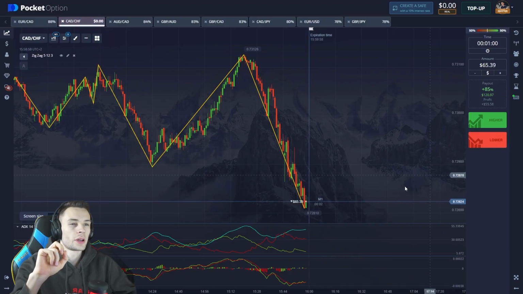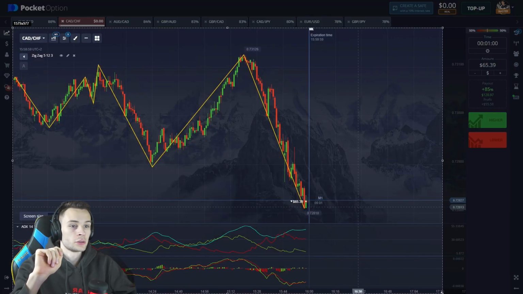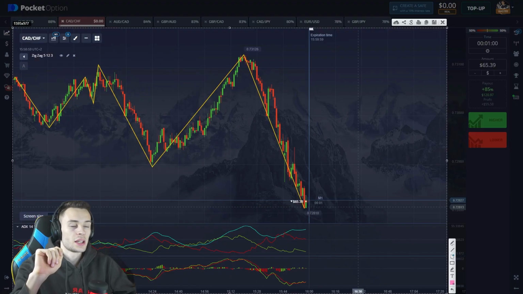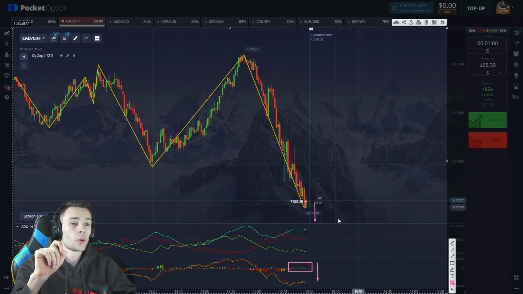We see the pullback here, and we also open a short here following the trend direction. We see the updating of the local low, and I think the price will continue going down. Almost no volumes on the MACD, which indicates that the correction should follow. And basically these are 2 main signals, guys.